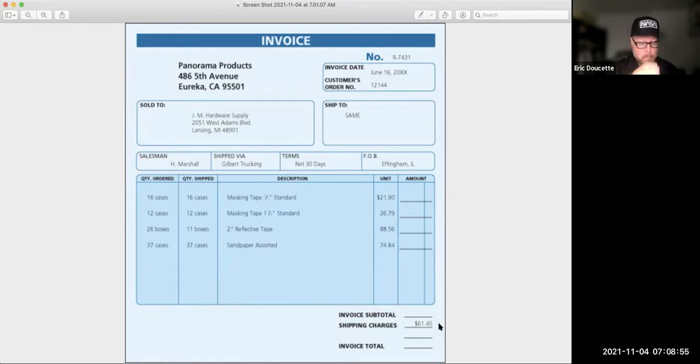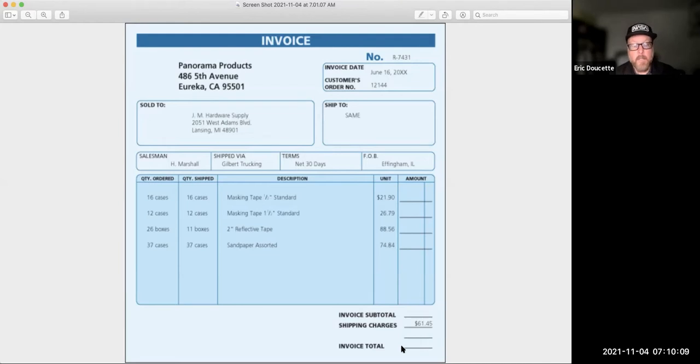Then, of course, oftentimes there are shipping charges. Sometimes you have to pay shipping, sometimes the manufacturers pay shipping. But either way, you would end up totaling your invoice at the bottom. In this case, they had 16 cases of masking tape, 12 cases of 1.5 inch, 26 boxes of reflective tape. Notice it says they only shipped 11, so that's what you would charge, only the 11. And then the sandpaper assorted, they had 37 cases. So you would add all that up.